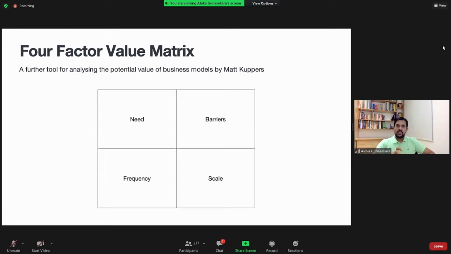And then you identify what are the barriers to get from having this need and addressing it with the product or the service. What are the barriers? Is it the money? Is it not having access to internet? Is it not having access to reliable mobile phones? You try to understand what are the barriers. And then you also identify what's the frequency of people using your product or service.